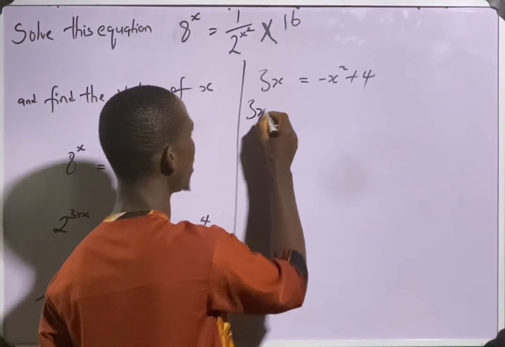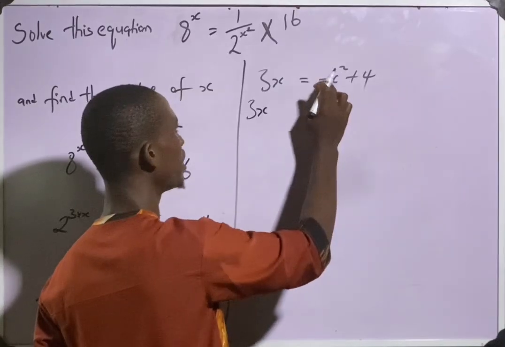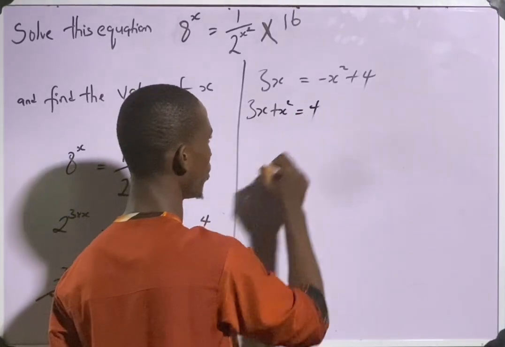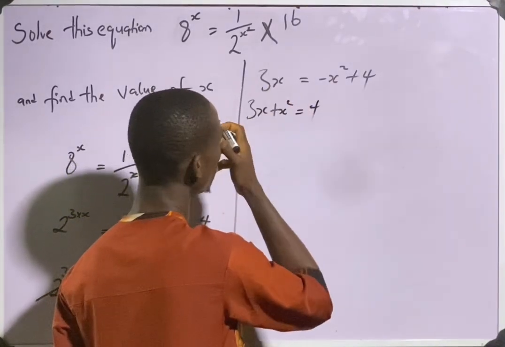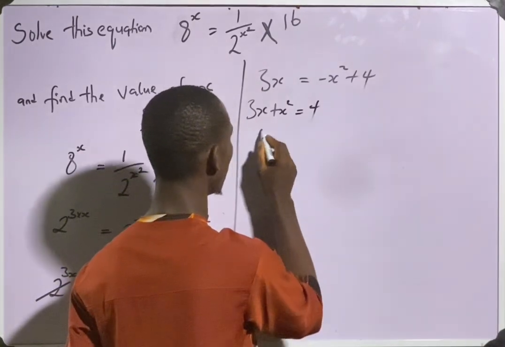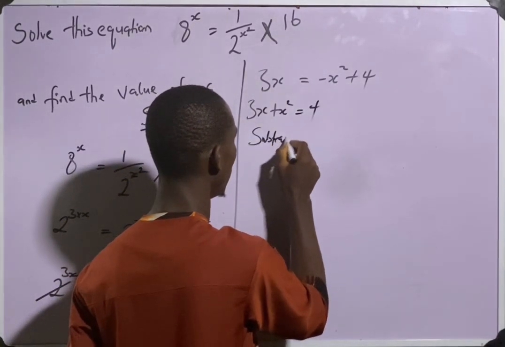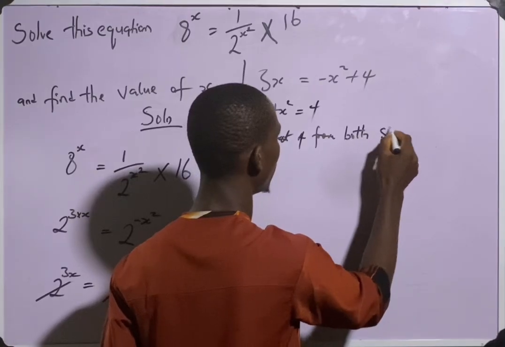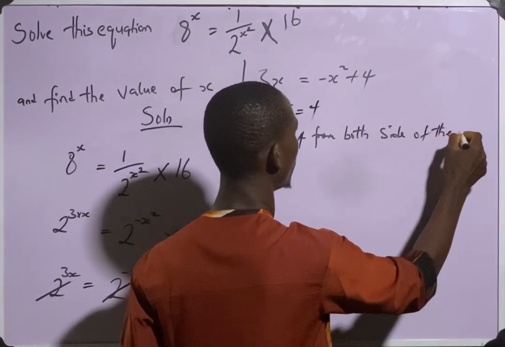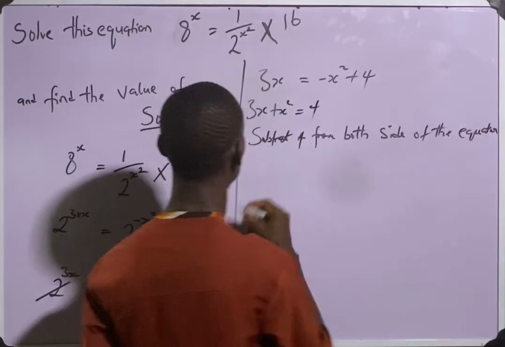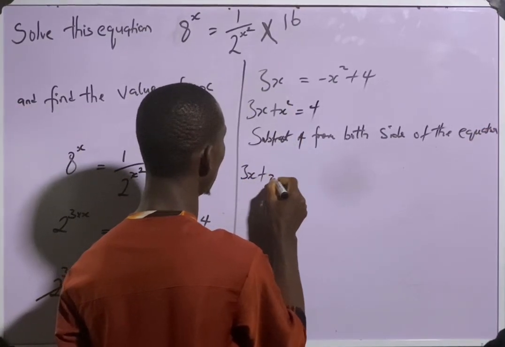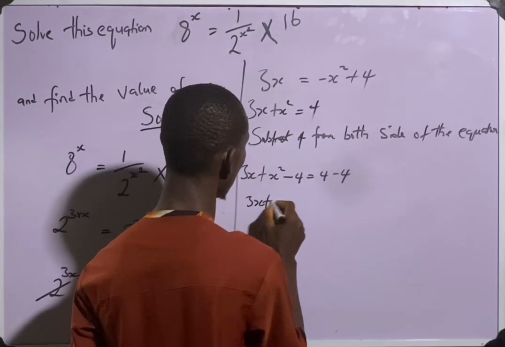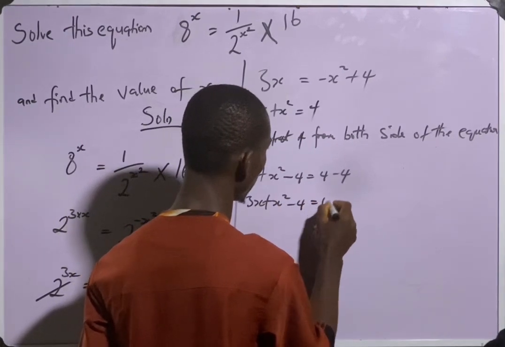We have 3x. Let's push our x squared first. So our x squared will cross, and when it crosses the equality sign, it changes to plus. So we have 3x plus x squared equals to 4, right? So how to put this one back to zero? We subtract 4 from both sides of the equation, so that we now have 3x plus x squared minus 4 is equals to 4 minus 4.